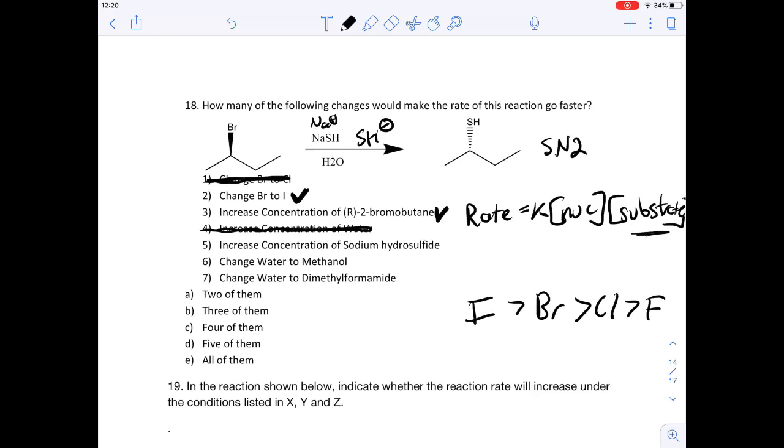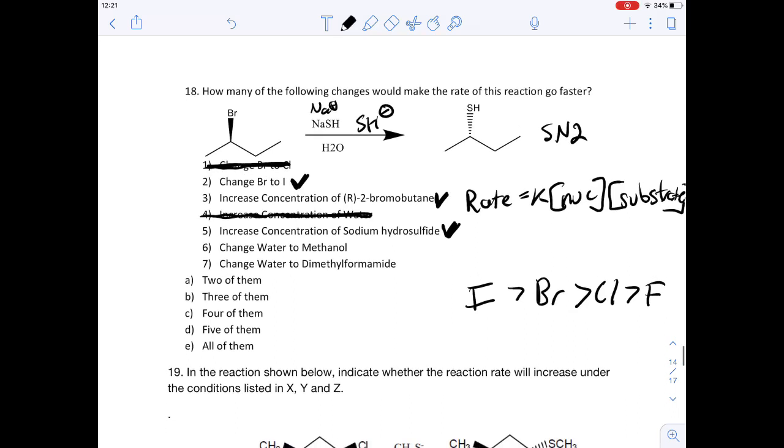So this is your nucleophile. This is what they're referring to. And as you can see from your rate law, increasing the concentration of your nucleophile is going to increase the rate of your reaction. So this is good. Okay. Changing water to methanol. So no, that is not going to increase the rate of your reaction because you're changing a polar protic solvent to an even more polar protic solvent. So this is bad. Methanol is more likely to donate protons than water will because it's more acidic.